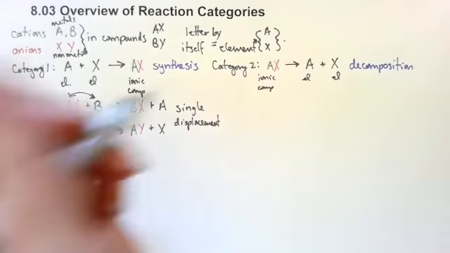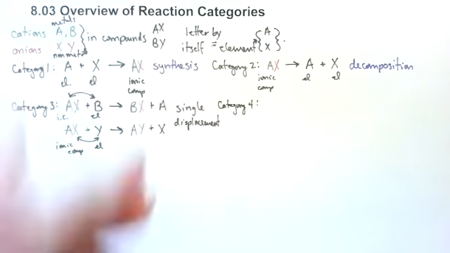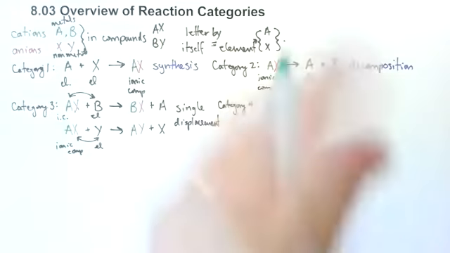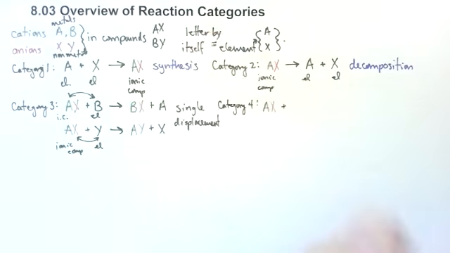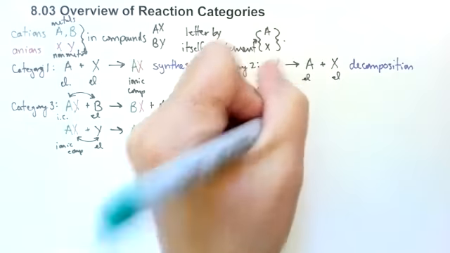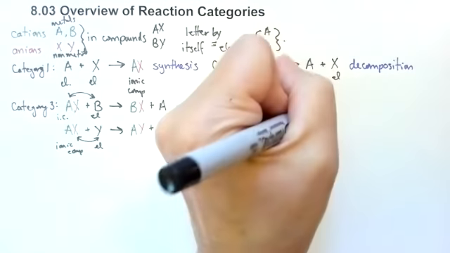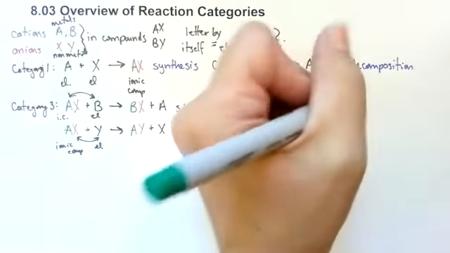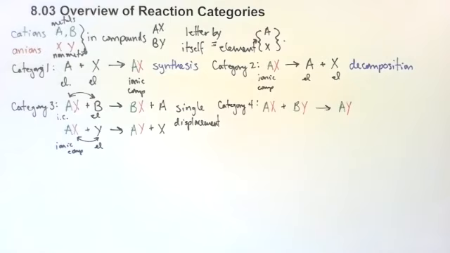All right, category 4. I'm going to take AX plus BY. What am I going to get? Pause if you need more time. Did you say AY plus BX?